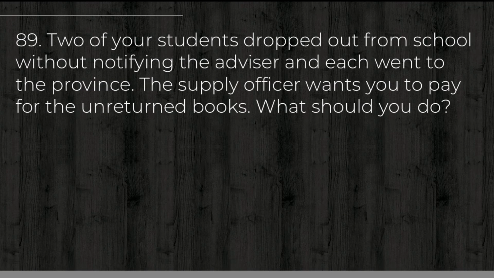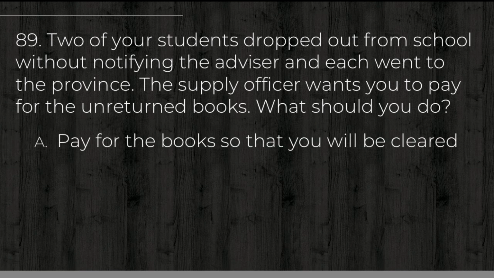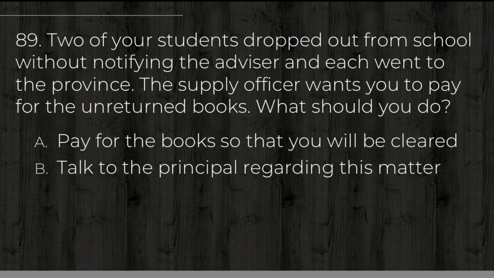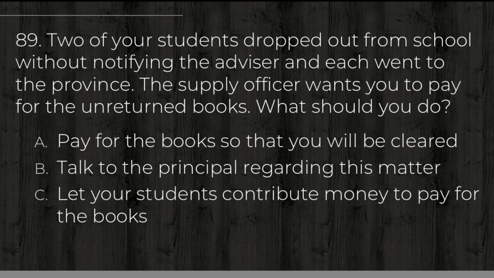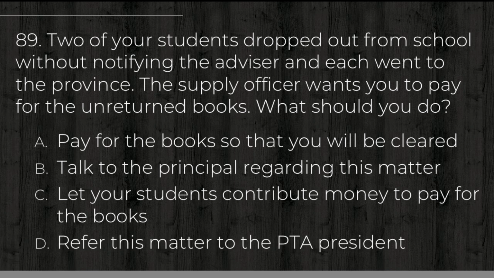Number 89, 2 of your students drop out from your school without notifying the advisor and each went to the province. So the supply officer wants you to pay for the unreturned books. What should you do? Letter A, pay for the books so that you will be cleared. B, talk to the principal regarding this matter. Letter C, let your students contribute money to pay for the books. And letter D, refer this matter to the PTA president. So your answer should be letter B.